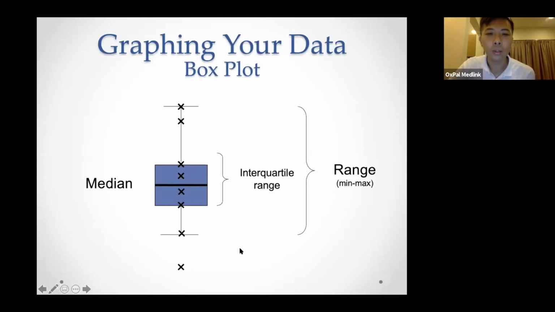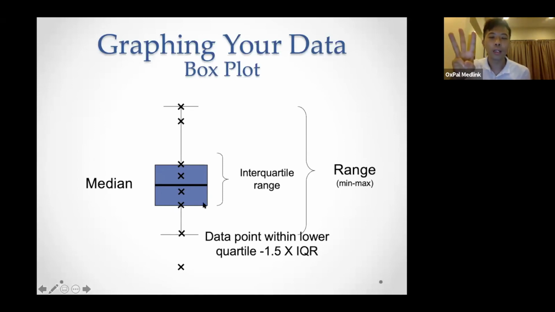So where is the whisker drawn? One might ask. The whisker is always drawn at a data point within 1.5 times the interquartile range of the lower quartile. So what does this mean? Say the interquartile range is 3. We take the upper value minus the lower value, the value 3. Then we take 1.5 times the value 3, that's 4.5. Yes, 4.5. So we use 4.5 as a gauge, okay?